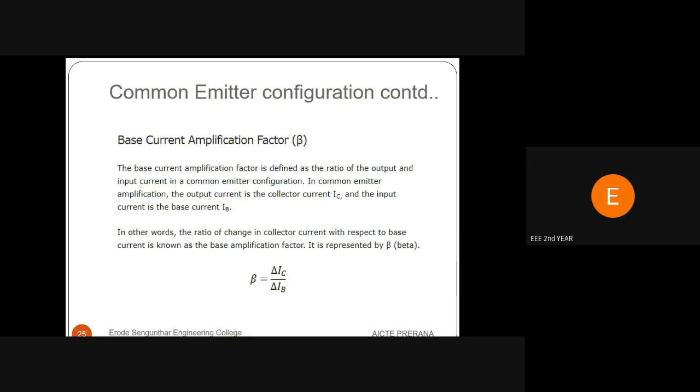Now let us see the amplification factor of common emitter configuration. The amplification factor of common emitter configuration is also called as base current amplification factor, and it is denoted beta. It is defined as the ratio of output current to input current. Here the output current is collector current, input current is base current. So beta is equal to IC divided by IB.